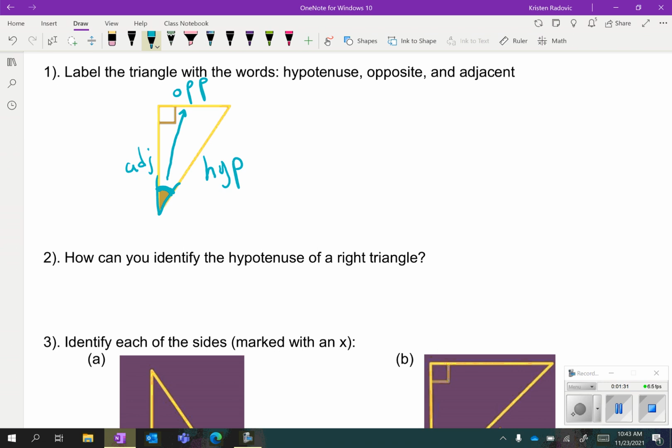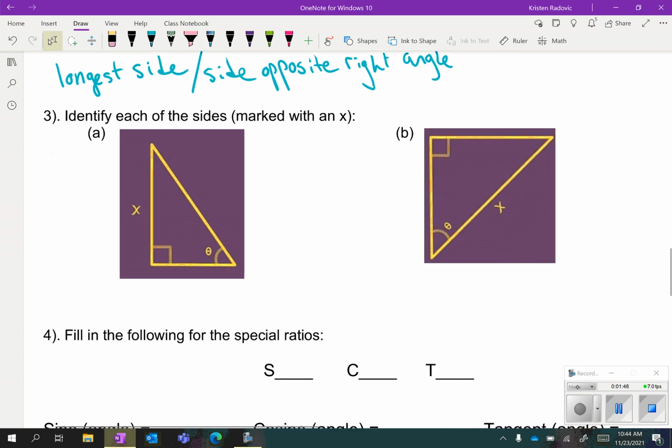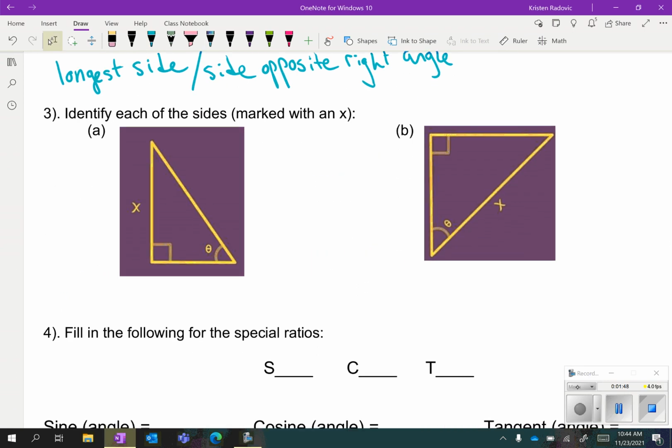We just talked about how to do number 2 beforehand. And that was to find the longest side, but the better way to do it is to find the side opposite the right angle. So for numbers 3, A and B, take a minute and try to see if you could identify which side is labeled with an X.